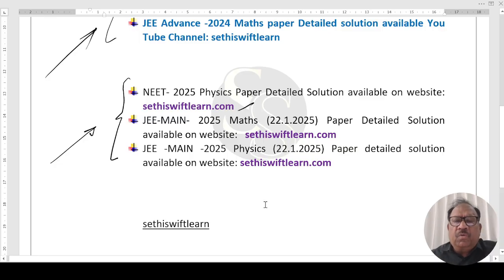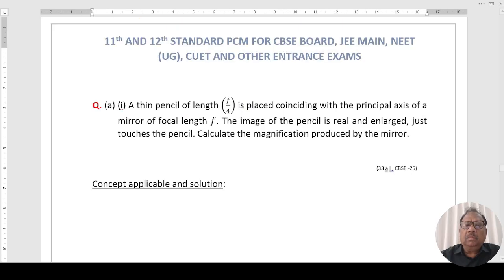Now let's start with the question. A thin pencil of length f by 4 is placed coinciding with the principal axis of a mirror of focal length f. Image of the pencil is real and enlarged. Just touches the pencil. Calculate the magnification produced by the mirror.